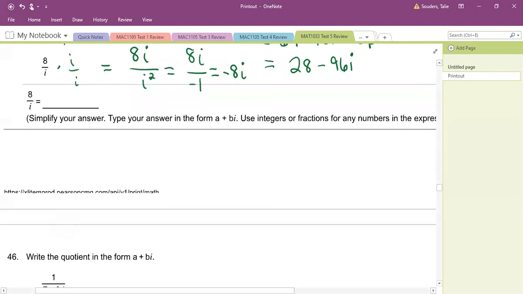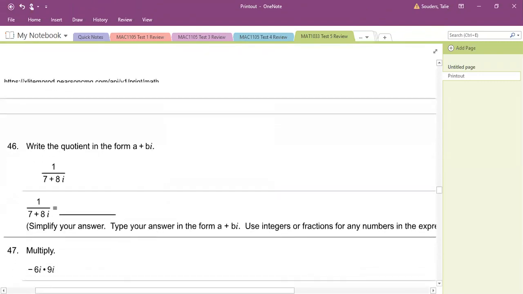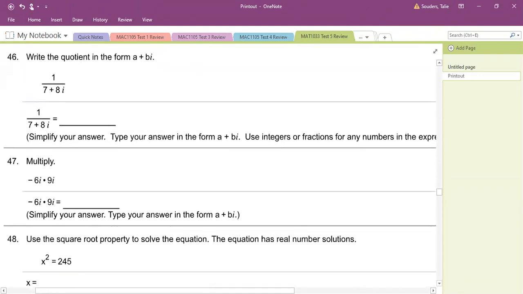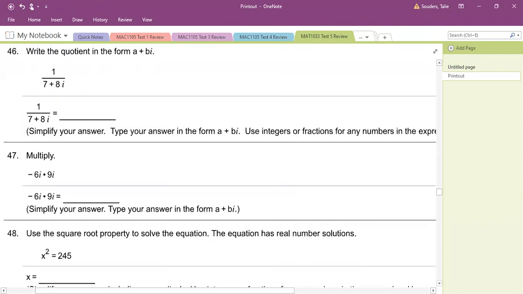Now let's try one that's a little bit more complicated. Now we have multiple terms in the denominator. So we need to multiply by the conjugate. So what would be the conjugate of 7 plus 8i? 7 minus 8i. Very good. Now the good news is in the top, it's being multiplied by 1. So that doesn't really change much, right? So your numerator is just 7 minus 8i. But in the denominator, we're going to need to go ahead and FOIL.